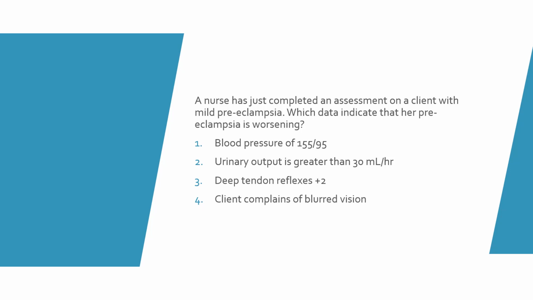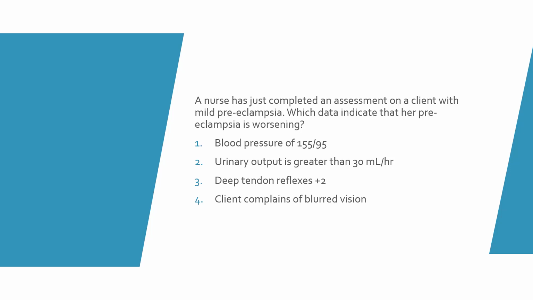This is an analysis question. The question is asking you to give an answer that shows the patient's mild preeclampsia is getting worse. You will need to know the difference in signs and symptoms for mild preeclampsia versus severe preeclampsia. Number 1. Blood pressure of 155/95. This blood pressure is in the mild preeclampsia range. Severe preeclampsia has a blood pressure of 160/100 and higher.